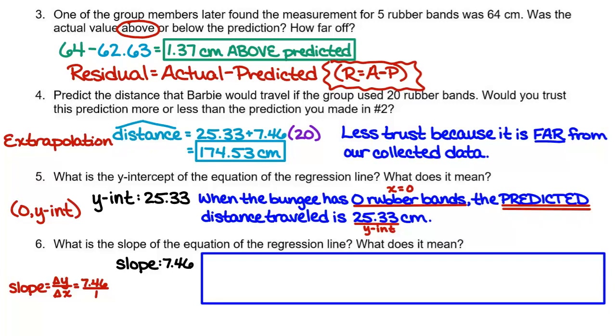Distance traveled. And when we have a slope written in decimal form like this, not in fraction form, our denominator is going to be a 1. So the change in my x variable would be 1. And what is our x variable measuring?